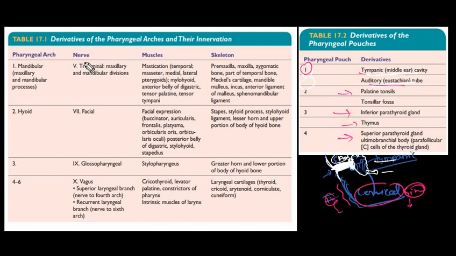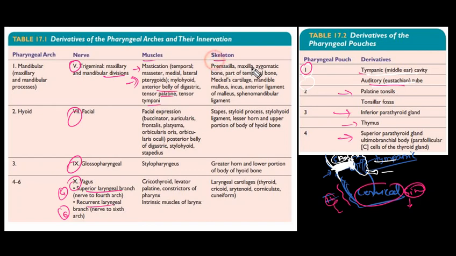Now let me give you the orientation of derivatives of arches. So 5, 7, 9 and 10. The 9th and 10th, the vagus has the superior laryngeal branch for the 4th one, and the recurrent laryngeal for the 6th one. The trigeminal, through its mandibular division, supplies the muscles of mastication, and also the anterior digastric, tensor palatini and tensor tympani. In this way we can correlate and learn the structures that are derived from the first arch.